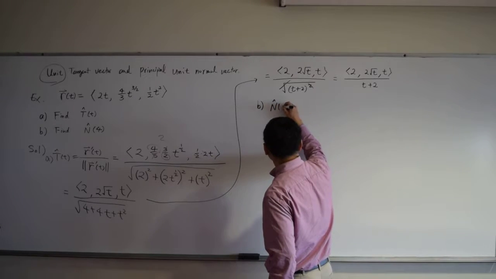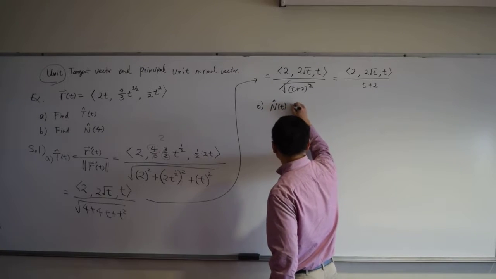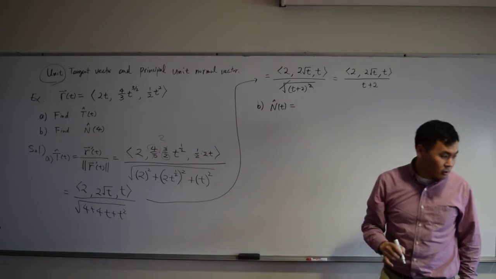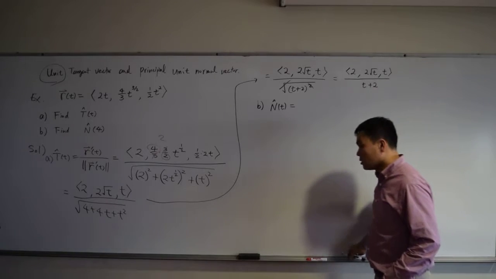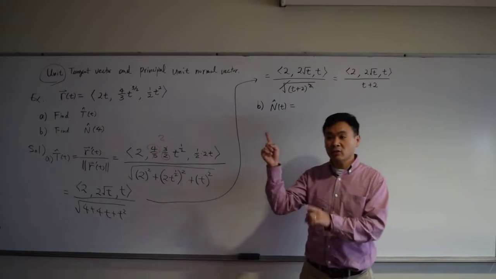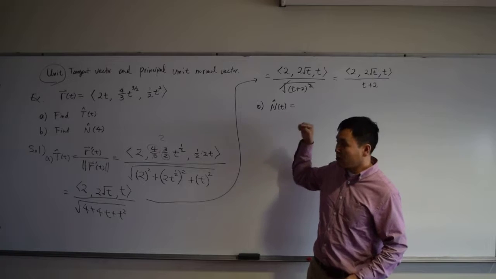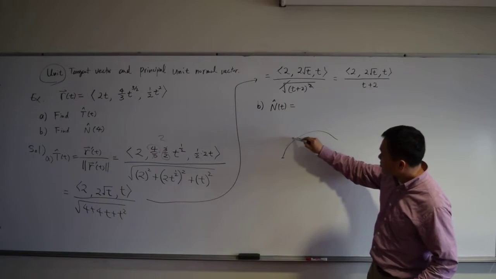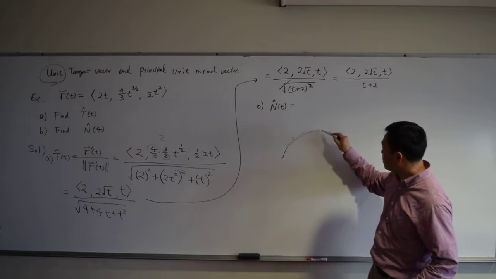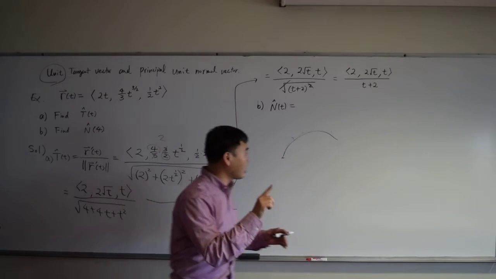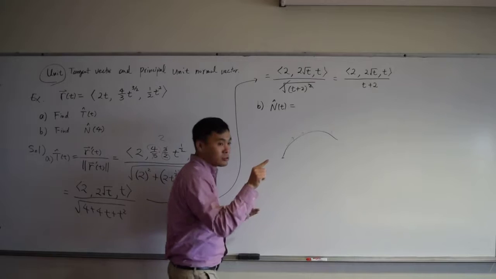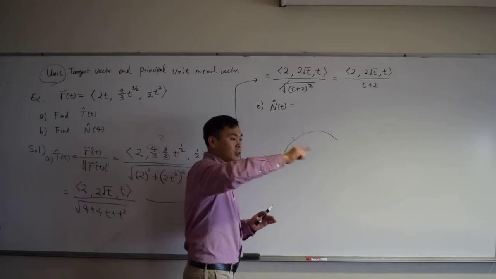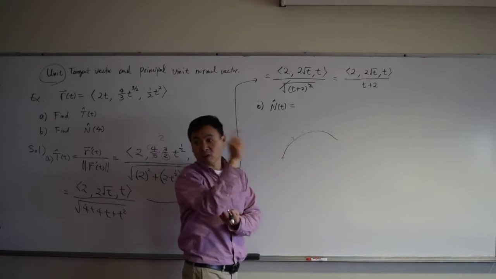What's a unit principal normal vector? Well, because tangent vectors don't change their size, if you have a trajectory and you have the tangent vector at each point, as the tangent vector follows the curve, it only turns. It doesn't change its size.